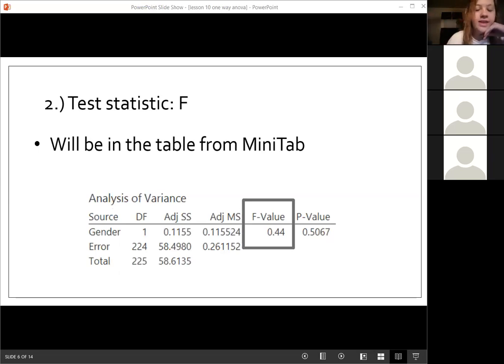And then the F test statistic, if we were to define it, is just our variation between the groups divided by our variation within the groups. So we're trying to decide, because the whole idea is to see if there is a difference between them in general. So that's what we would find there with the F test statistic.